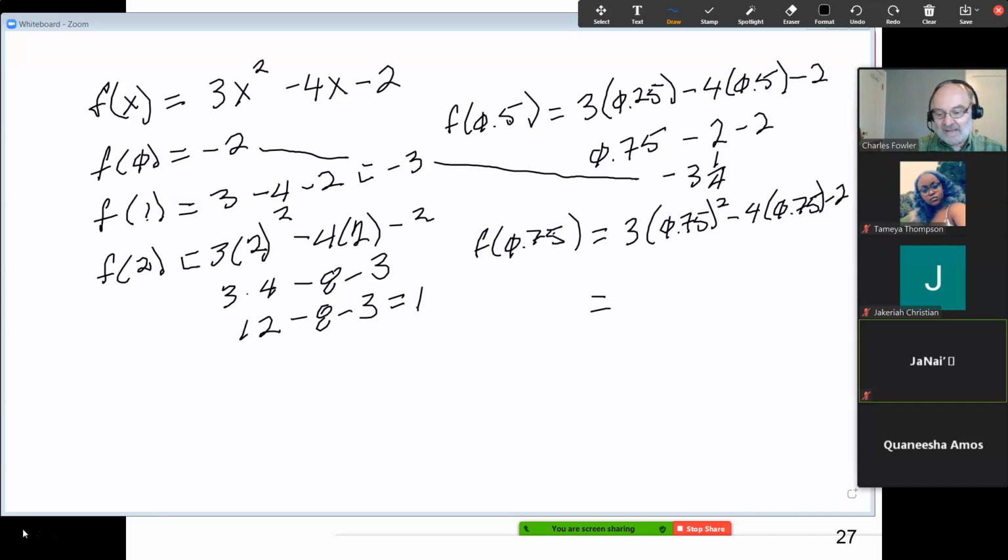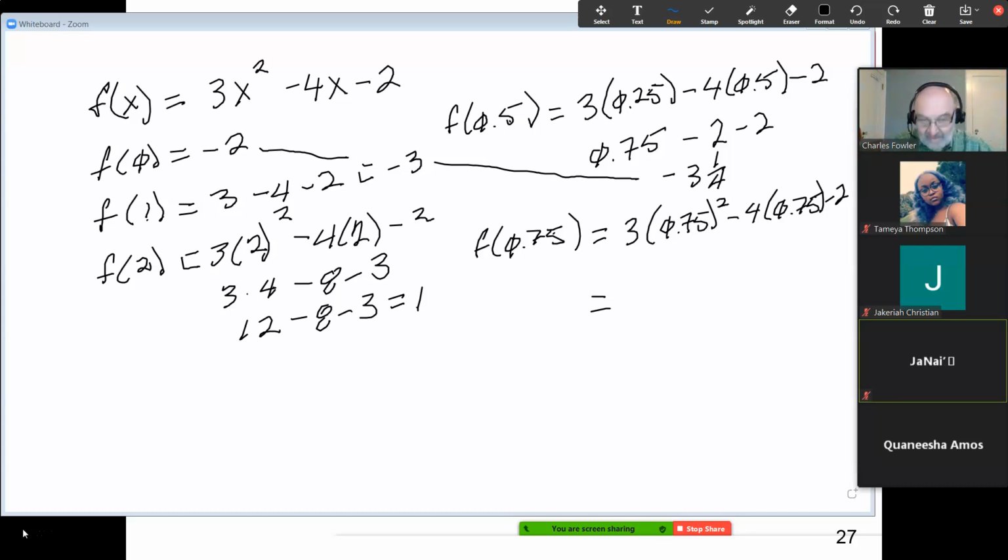3 times 0.75. Okay, now the square key you'll see is over here. You see x squared? So after I put 0.75, I press the x squared key, minus 4 times 0.75 minus 2, equal. And there I get negative 3.3125.